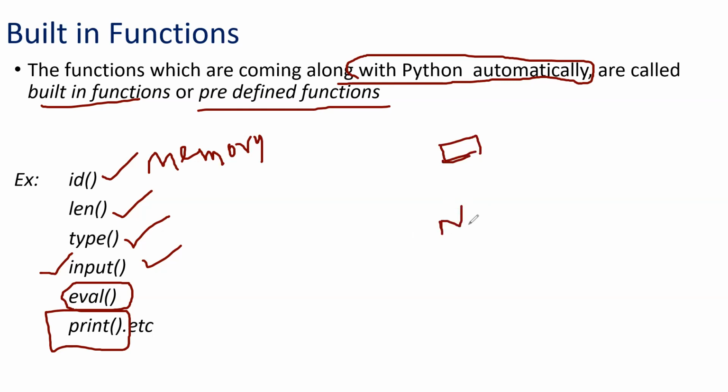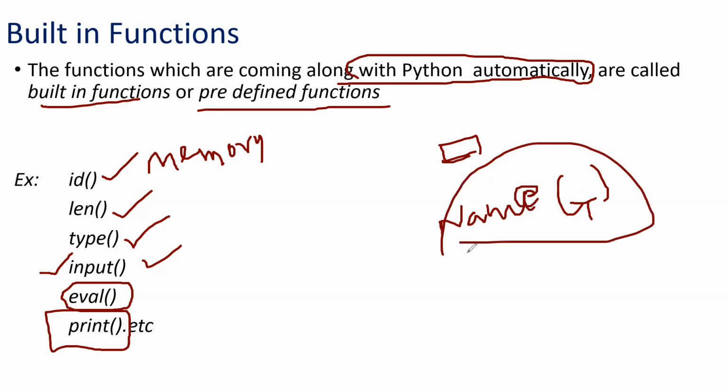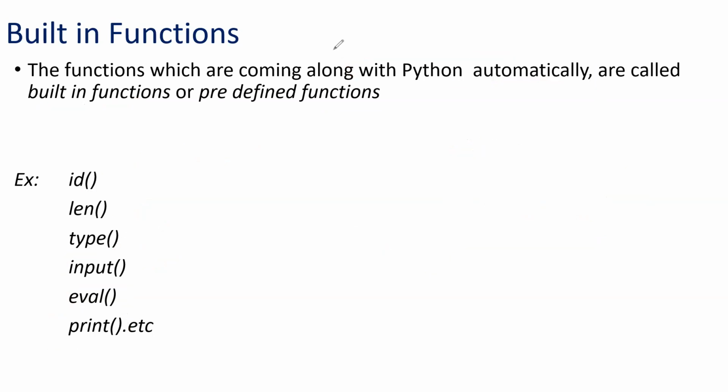a name and parentheses. Of course, in parentheses, we can pass the parameters. Here, id is the function name and parentheses. Type is the function name. Parentheses are the round brackets. Like this, we can define the functions.